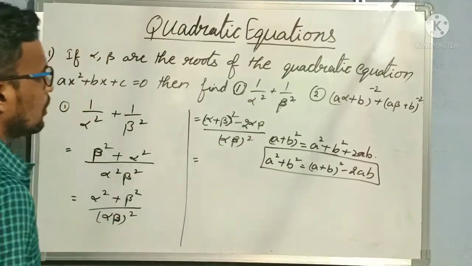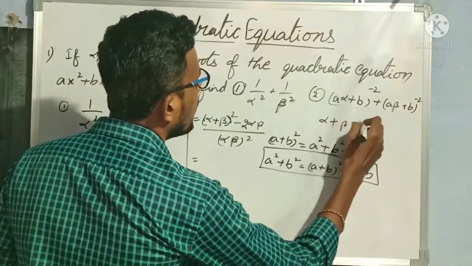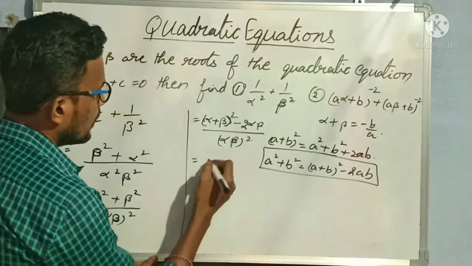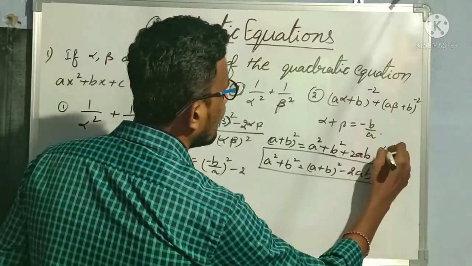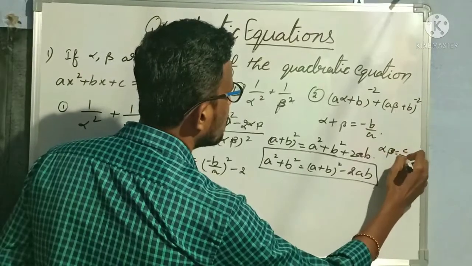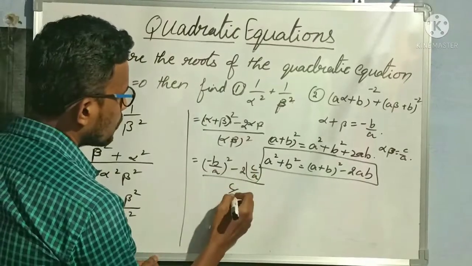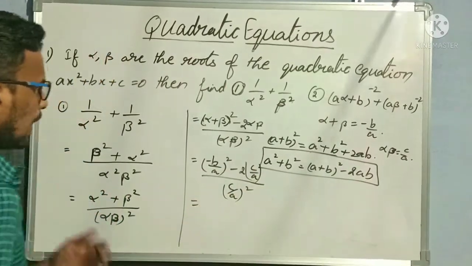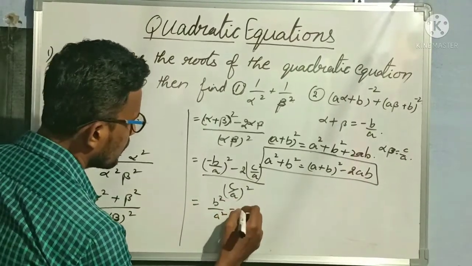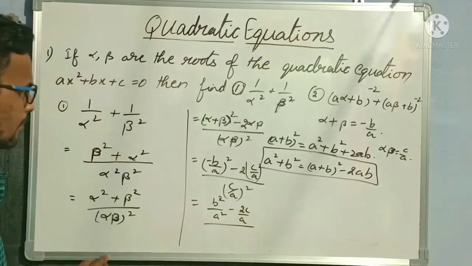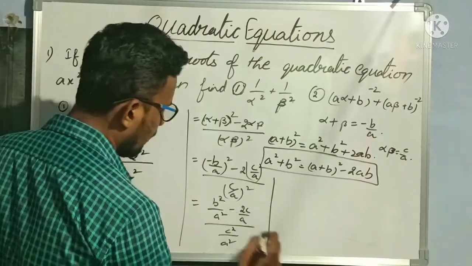Okay, so what's the value of alpha plus beta? The sum of the roots, alpha plus beta, is equal to minus b by a. So the same I am replacing here: (minus b by a) whole square minus 2 times the alpha beta value. Alpha beta, the product of roots, is equal to c by a. So 2 times c by a, divided by (alpha beta) square, which is (c by a) whole square. Okay, so what remains here? (Minus b) whole square is nothing but b square by a square, minus 2c by a, whole divided by c square by a square.